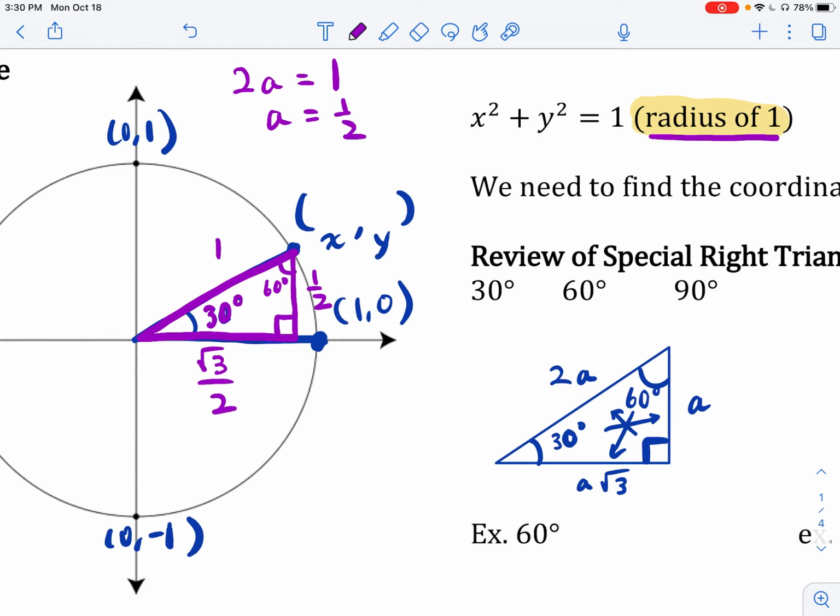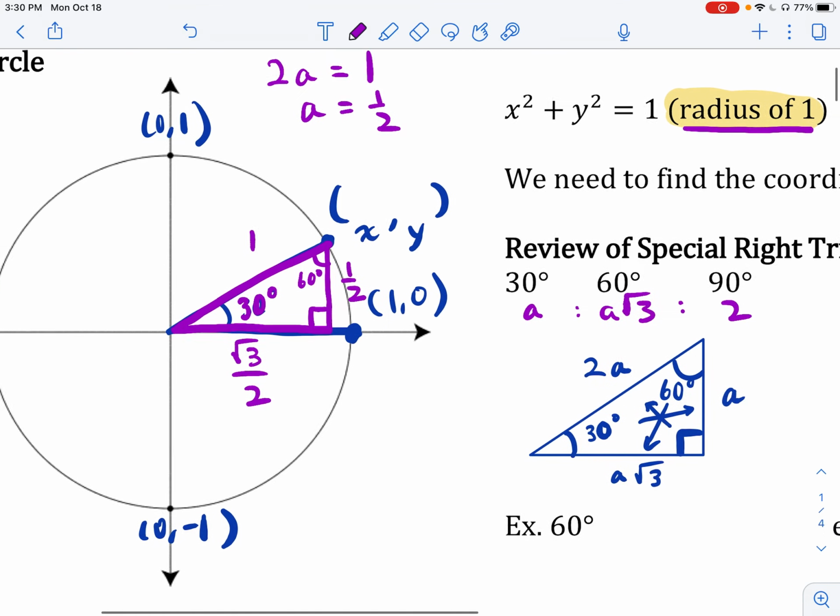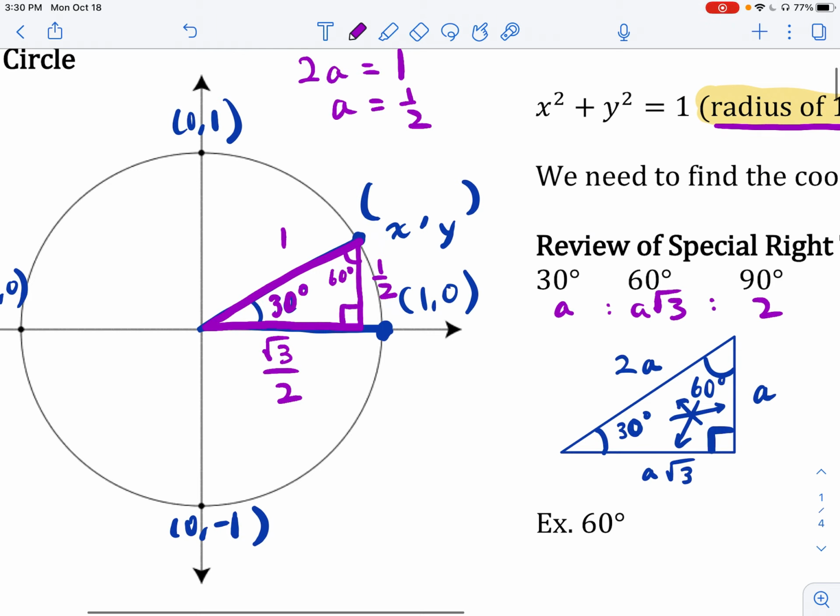So using what we know about a special right triangle, we can identify the side lengths of the triangle that we can draw here. Again, remembering that the side length ratio of a special right triangle would follow a, a root 3, and 2a as the last one. But if you look carefully at what we just did, notice that these side lengths actually correspond to the x and y values. This side length here is also our x value.